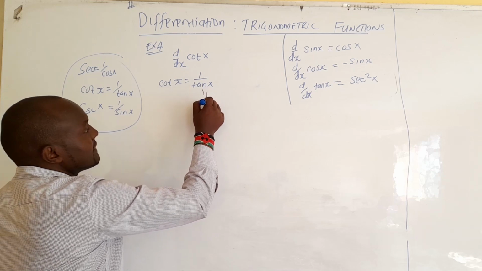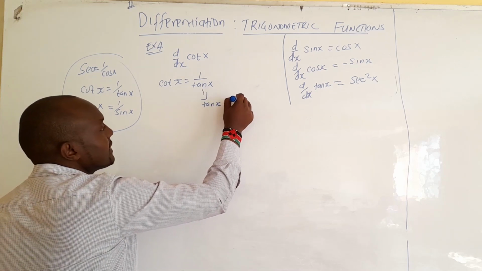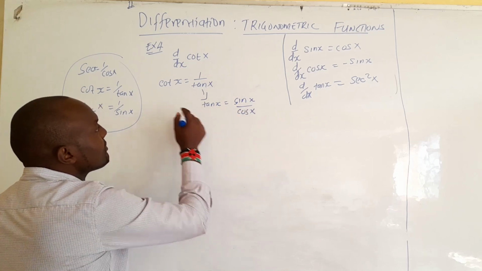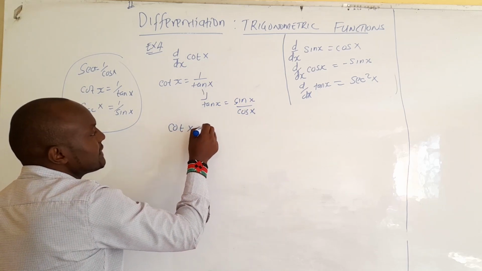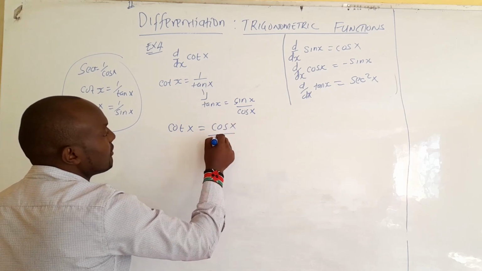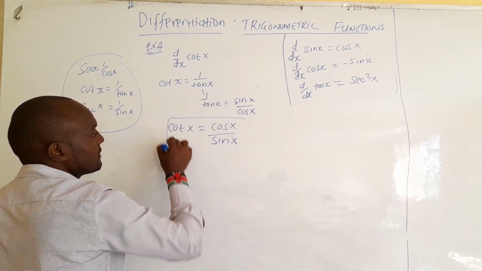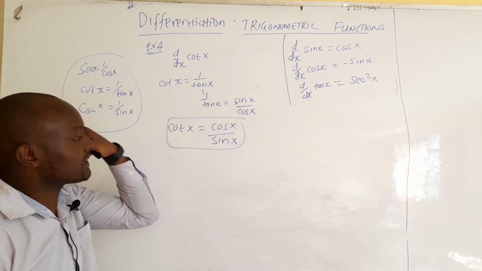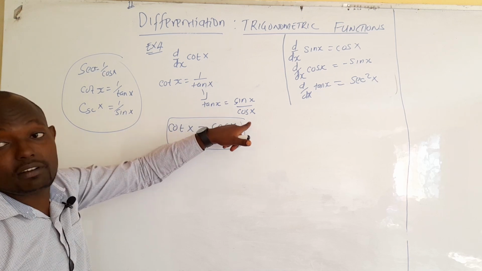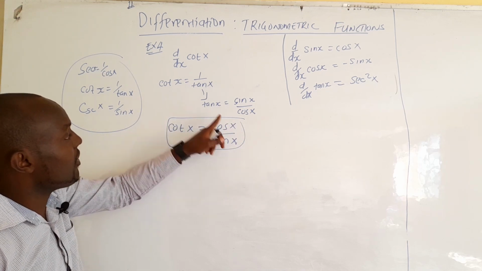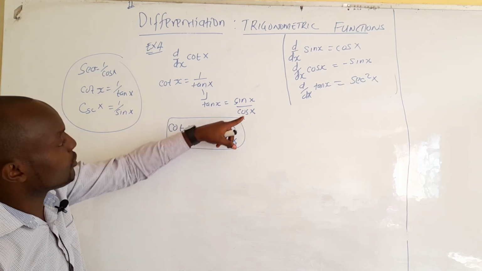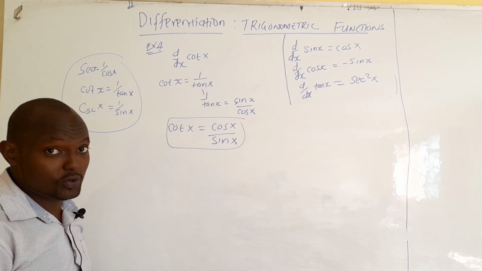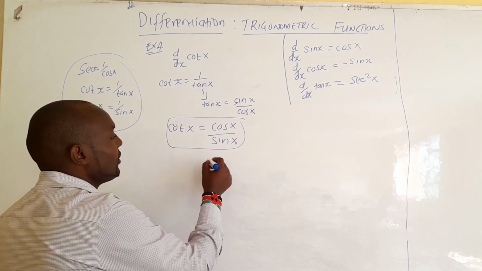Remember, tan x, we said it is sin x all over cos x. So it means that cot x will be cos x all over sin x. Because 1 over tan is the reciprocal of this one, so it will be cos over sin. Because tan is sin over cos, my cot, which is 1 over this one, will be cos over sin. So if you are to differentiate this one, we differentiate the same way, using the quotient rule. How do you use that one now?